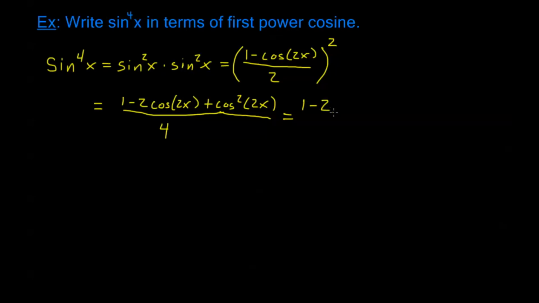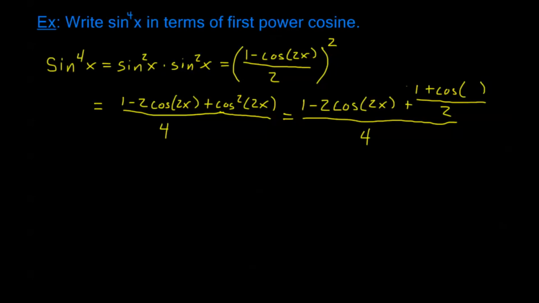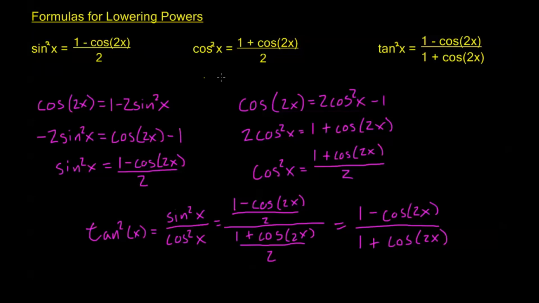So I'm going to substitute in my lowering power formula for cosine. Now remember, cosine squared of x is 1 plus cosine of 2x over 2. So I'm going to leave this blank for a second. We need to figure this out. So what do I put here? Okay, let's go take a look at our formula. Cosine squared of x is equal to 1 plus cosine of 2x over 2.